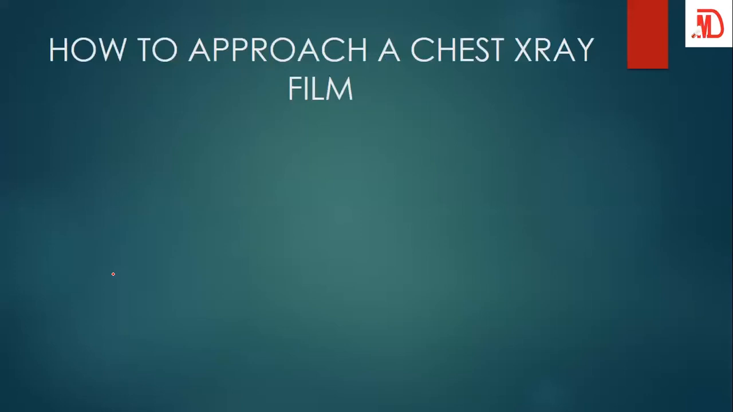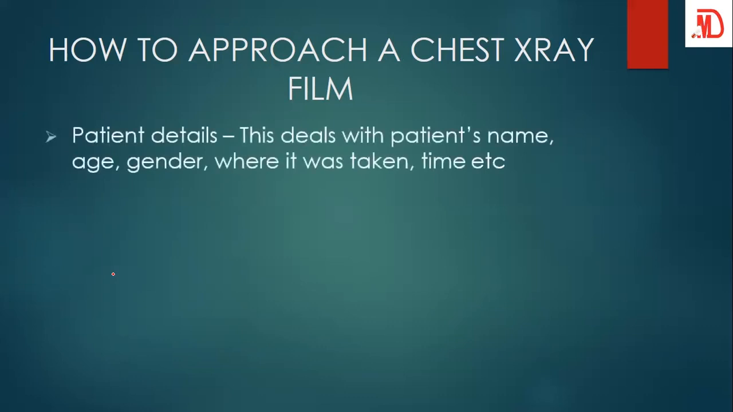All right. Now you have your X-ray. How do you approach it? How do you start? Where do you start from? Very important. So first and foremost, you have to start from the patient's details. And this deals with the patient's name, the age, the gender. And then you also have to look out for where it was taken and then the date or the time.